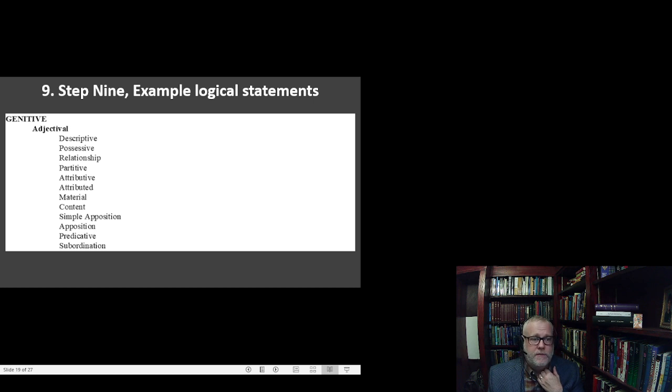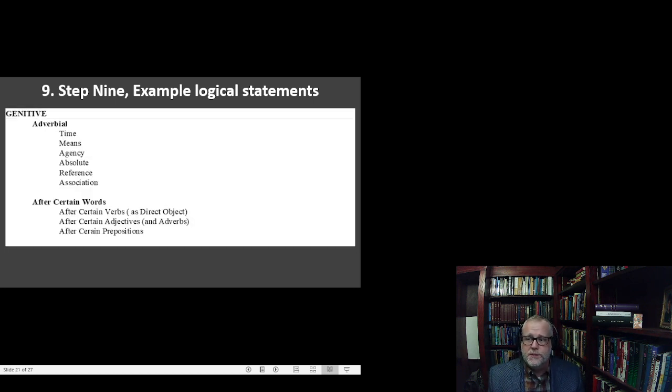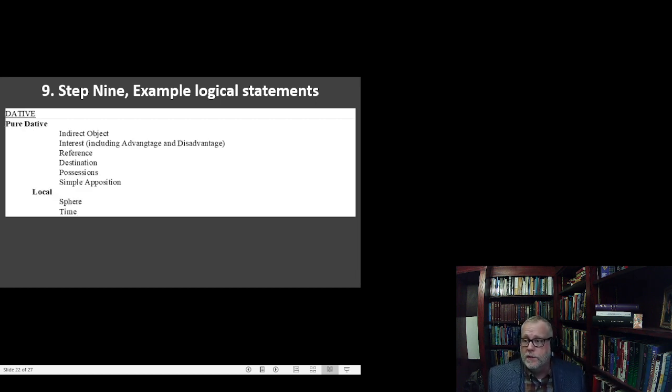Notice that there's quite a few for the genitive. We've got 1 page, 2 pages, 3 pages here. Be sure you're aware of all of those options before you try to interpret the genitive. You have to decide which one it is on each case here in your Greek.